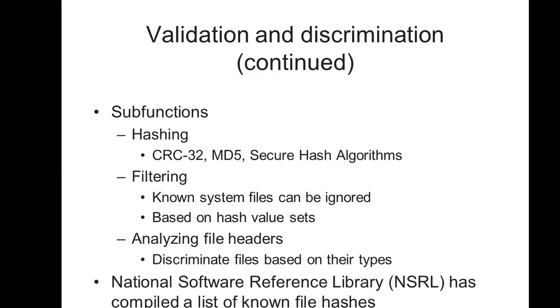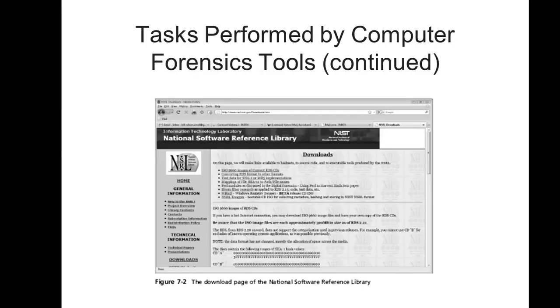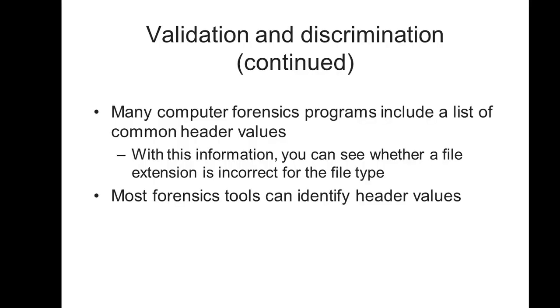Subfunctions: hashing, CRC32, MD5, secure hash algorithms, filtering. Known system files can be ignored based on hash value sets. Analyzing file headers: discriminate files based on their types. The National Software Reference Library, NSRL, has compiled a list of known file hashes for a variety of OSs, applications and images. Here we have an image which shows the download page of NSRL. Many computer forensic programs include a list of common header values. With this information, you can see whether a file extension is incorrect for the file type. Most forensic tools can identify header values.